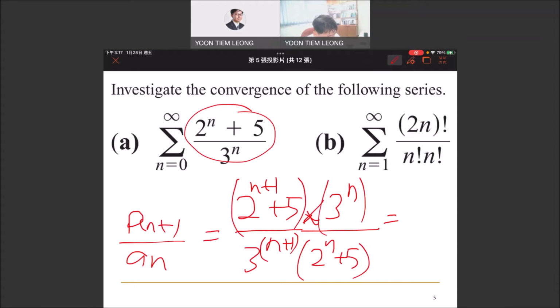Right, so the 3n here and the 3 power n and 3 power n plus 1 downstairs will get cancelled off, and then you are left with a factor of 3. Then you have a ratio of 2 factors, which upstairs here is a factor of 5 plus 2 power n plus 1, and here you have 5 plus 2 power n. Right? So you have this kind of expression.